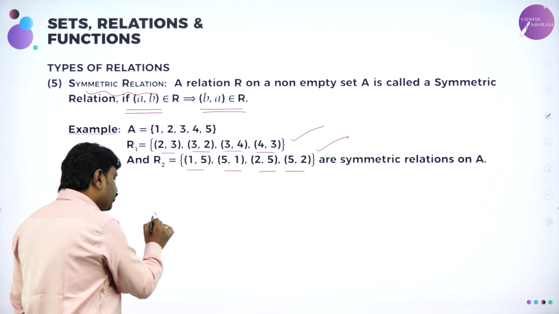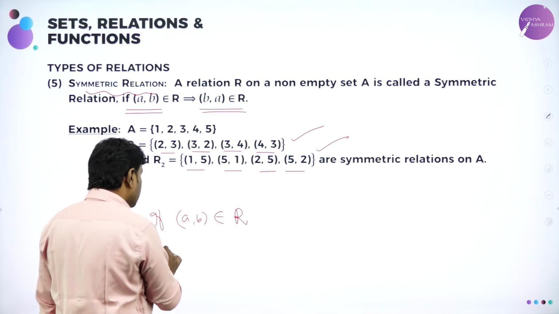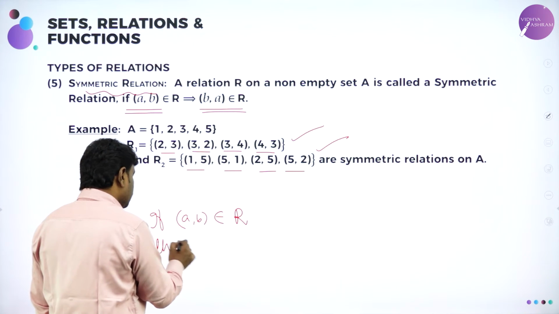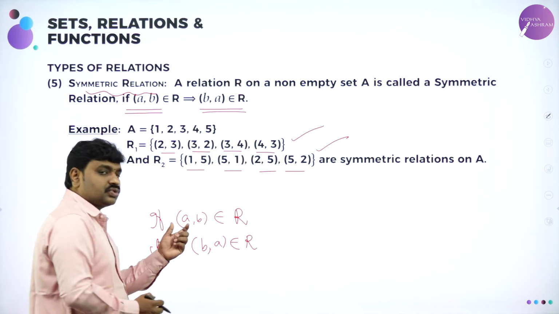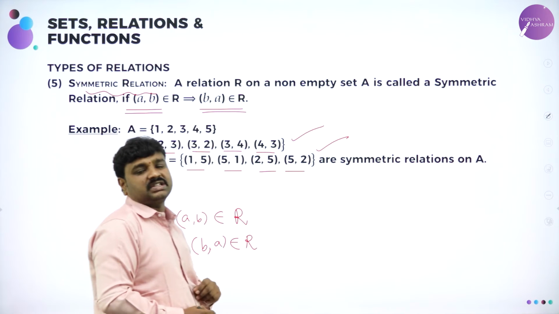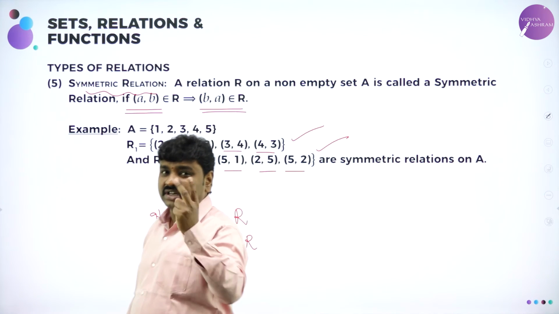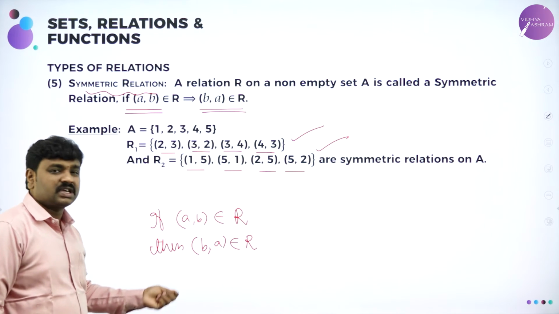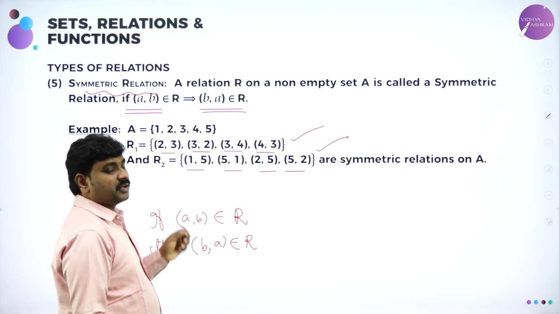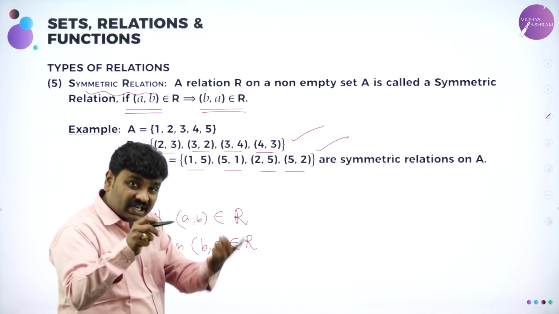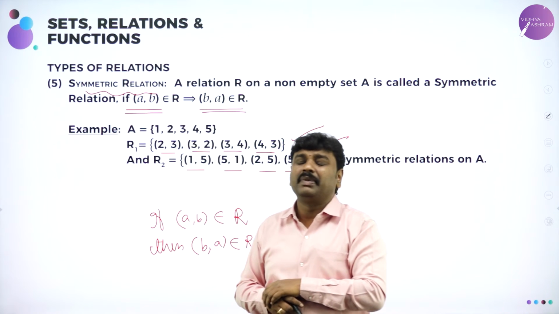Symmetric means what? Suppose AB is present in the relation, if an ordered pair belongs to R, then its reverse, what is its reverse? BA also should belong to R. If AB belongs to R, then BA should belong to R, then we say R is symmetric. So R is said to be symmetric if an ordered pair is present in the relation and its reverse also is present in the relation. Here you can see 2 3 is there, its reverse 3 2 is there. It means if the first element is related to the second, then the second also should be related to the first, then we call that relation symmetric.